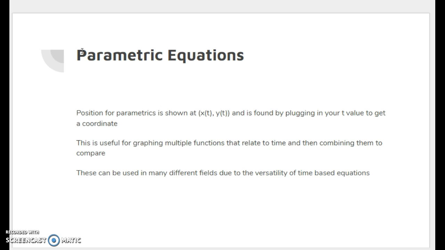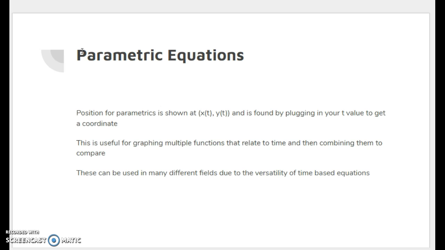they compare. So the system for parametric equations is shown as x of t, comma y of t, and it is found by plugging in your t value to get a coordinate. This isn't limited to this use. This is just the broad definition and use. It can be used to compare multiple functions that relate to time.